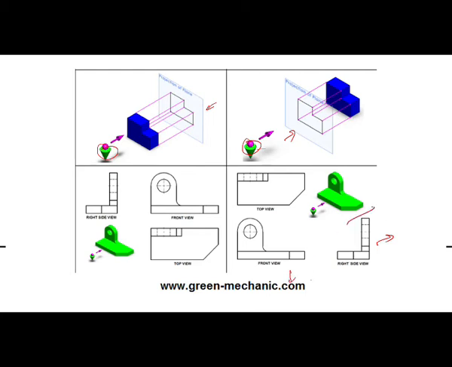So this is third angle projection, and this is the opposite. This is the front view, right side view, top view, and this side, so randomly we cannot recognize it. So this is the first angle projection. In the first angle projection, always the right side view is on the left side, and the top view is on the bottom side. This is the way of showing.